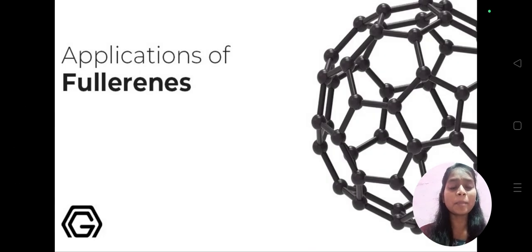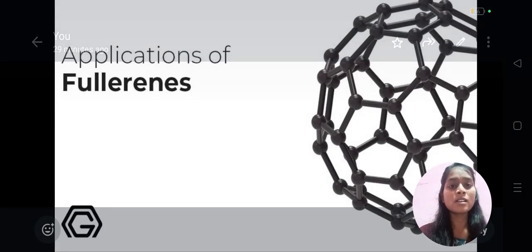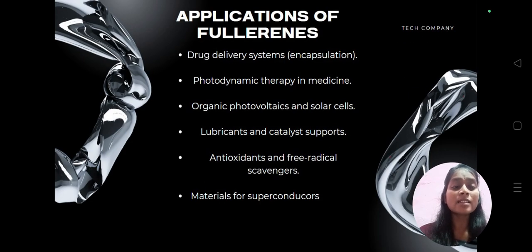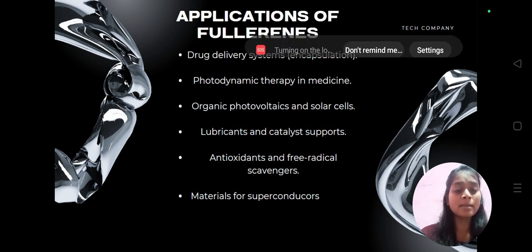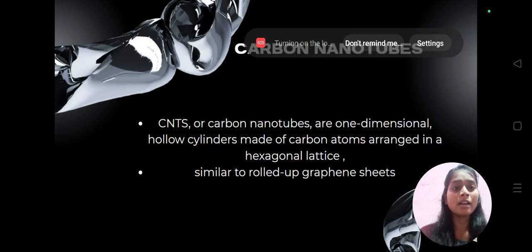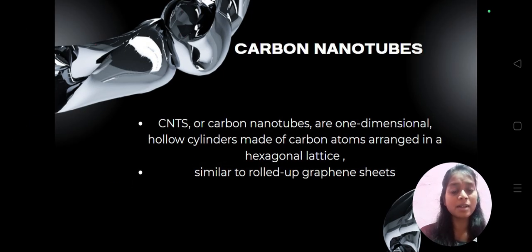Let's see the applications of fullerenes. These applications start with drug delivery systems, which is also known as encapsulation, photodynamic therapy in medicine, organic photovoltaics and solar cells, lubricants and catalyst supports, antioxidants and free radical scavengers, and materials for superconductors. And let's see what carbon nanotubes are.